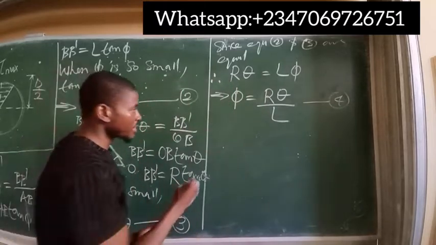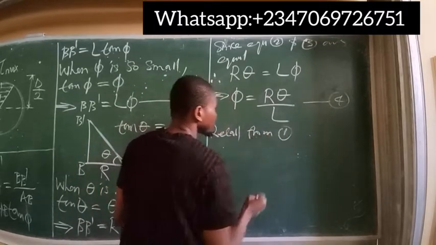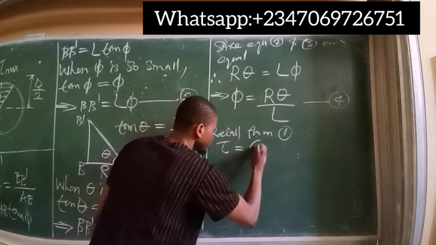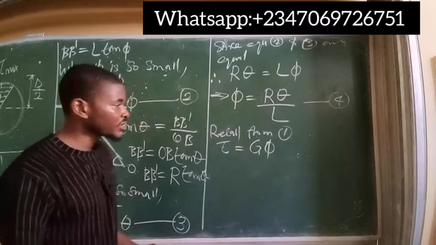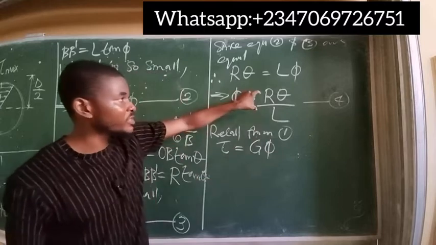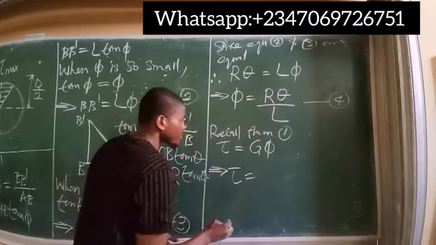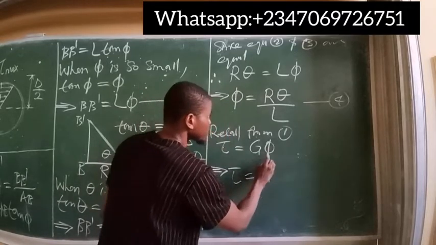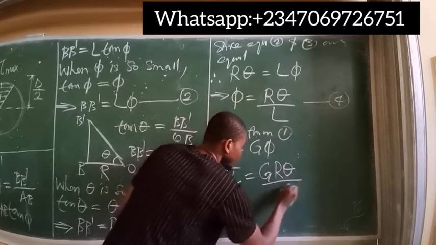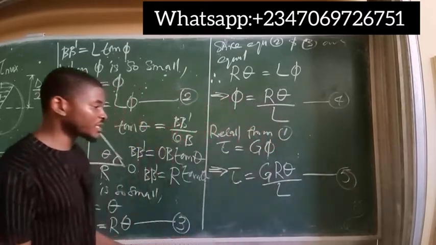Now recall from equation 1 that shear stress is equal to G times shear strain, where G is the modulus of rigidity. Therefore, in place of this shear strain, we can substitute this value. So shear stress is equal to G, and in place of shear strain we have R theta all over length. It becomes G R theta all over length. Let's call that equation 5.